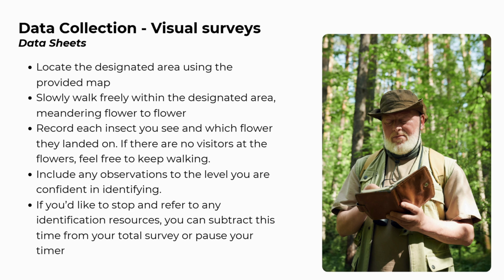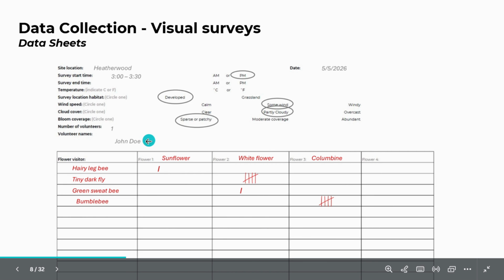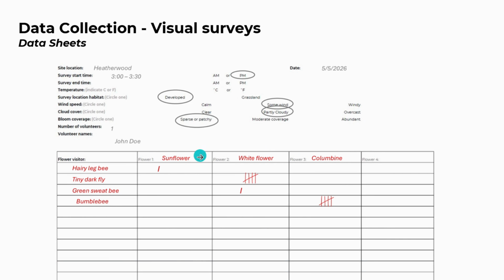In this next slide, we have a copy of the worksheet that we're going to ask you to fill out as a part of those visual surveys. At the bottom in red, you can see the types of flowers listed on this hypothetical walk, and on the left in that first column, you can see some of the major groups of bees that you might see. So making this a super easy tally system, if I see one hairy leg bee on a sunflower, I can do 1 tally mark. If I see a bunch of tiny dark flies on a white flower, I may not be sure what that white flower is yet. I can write that down.